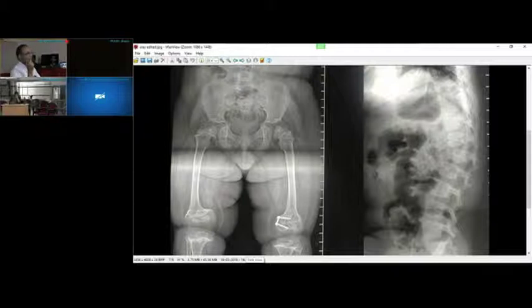Is this rickets? Now tell me one reason why it's not rickets. Any more reasons? Important reason? If the metaphysis is abnormal, then the epiphysis can be secondarily involved, but in rickets it's never so much involved. So that's one more reason. Anything else? The soft tissue is all okay. I'm just talking about the metaphysis.